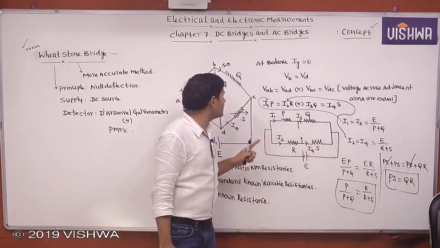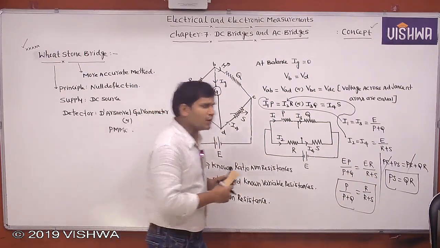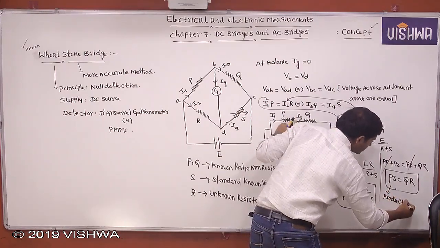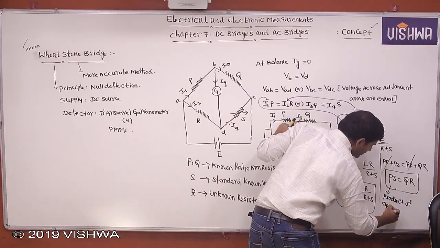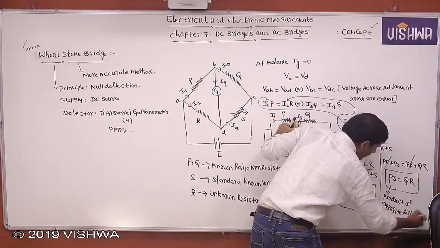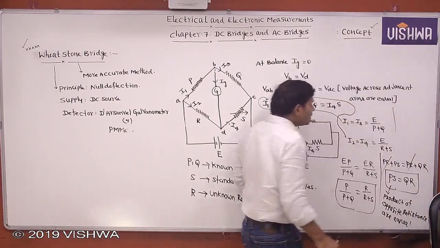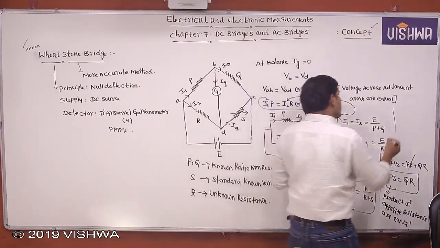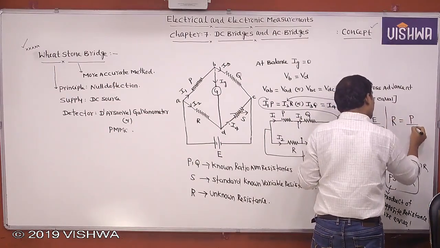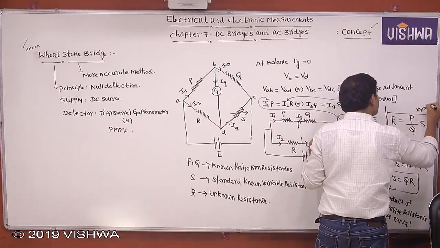What is the meaning of PS equal to QR? That is, the product of opposite resistances are equal. All these are calculated at balance only. When the product of opposite resistances are equal, now from this, how to calculate the unknown resistance? The unknown resistance R equals P by Q into S. This is a measurement of unknown resistance by using which bridge? Wheatstone bridge.